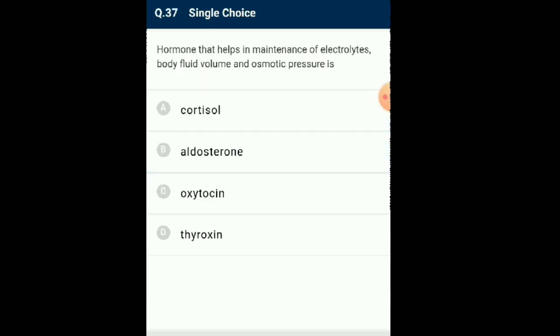Question number 37. Hormone that helps in maintenance of electrolytes, body fluid volume and osmotic pressure is. Mineralocorticoids include aldosterone, 11-deoxycorticosterone, etc. These are secreted by the zona glomerulosa of the adrenal cortex. So the answer for this question is option B, aldosterone.